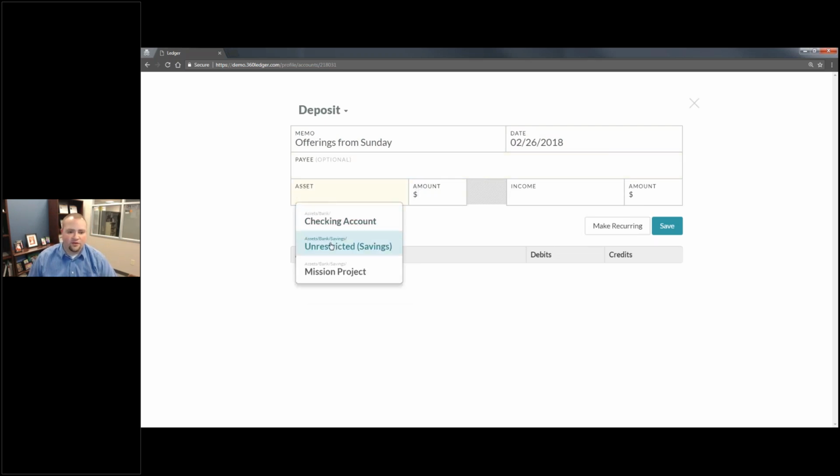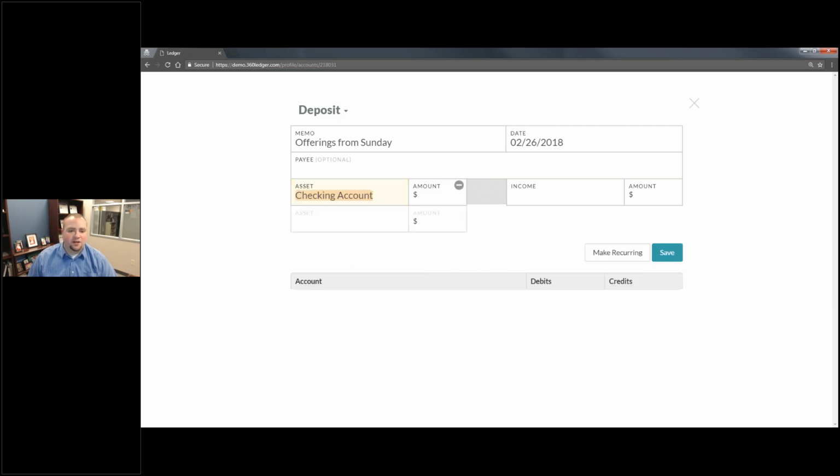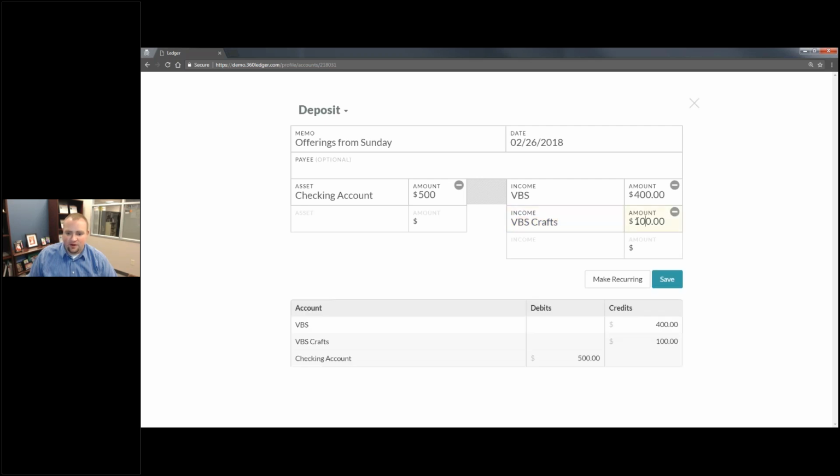So the asset account is, I'm going to put it into my checking account. We had $500 come in, and most of that came under VBS. In fact, 400 of it did. But some of it came under VBS Crafts.